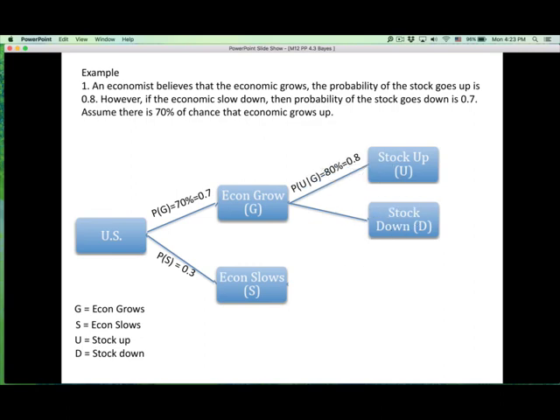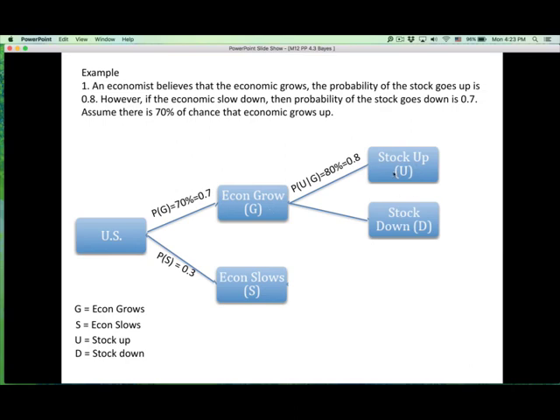We're going to write it this way. This means the probability that the stock goes up given that, or under the situation that, the economy grows. That will be equal to 80%, which is going to be 0.8 here. One more time, this is the conditional probability based on the economy growing and the stock going up.